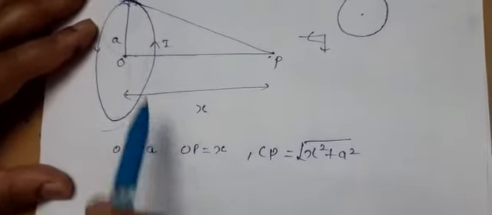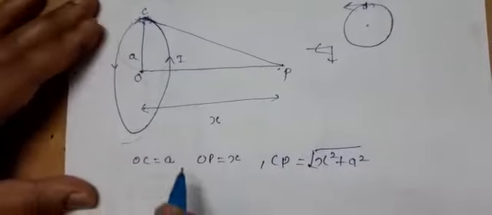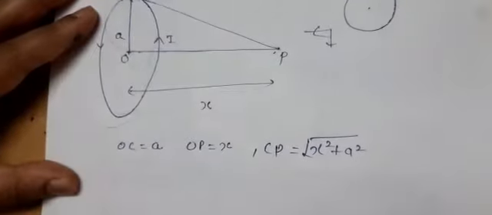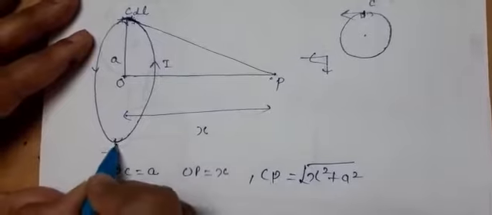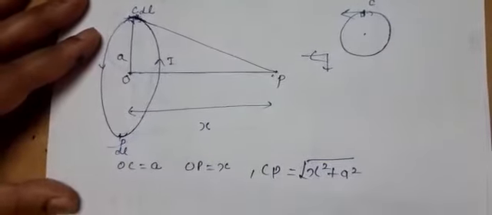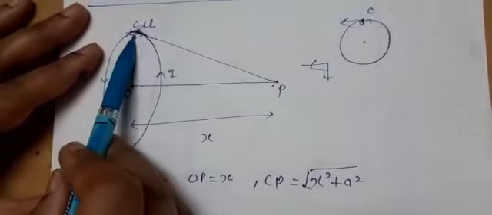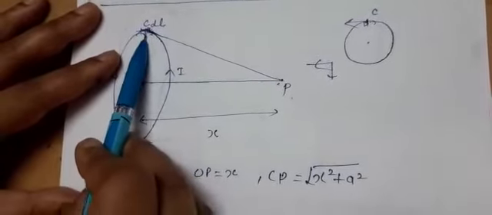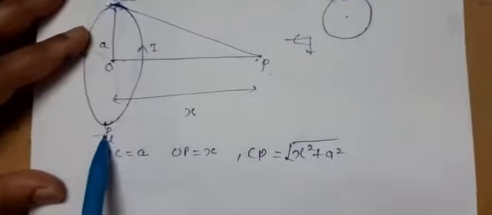Now, as this loop consists of a large number of current elements, let one such element be at point C, and let this element be dl. Another element at point D is also of length dl. These two are lying at diametrically opposite ends. First, we will calculate the magnetic field at P due to the length element situated at point C, and later the magnetic field due to the element situated at point D.